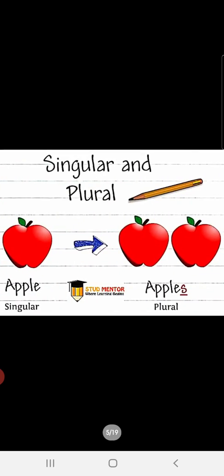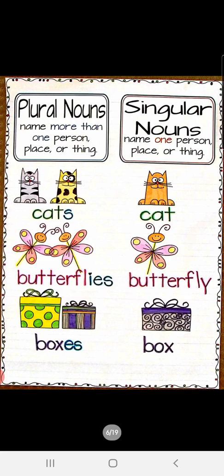Alright, children? Singular means one, plural means many, more than one. Like apple, you can see here one apple shows a singular noun, and two apples show a plural noun. I've added just s to the word apple and it became plural. Children, plural nouns name more than one person, place, or thing, whereas singular nouns name one person, place, or thing.